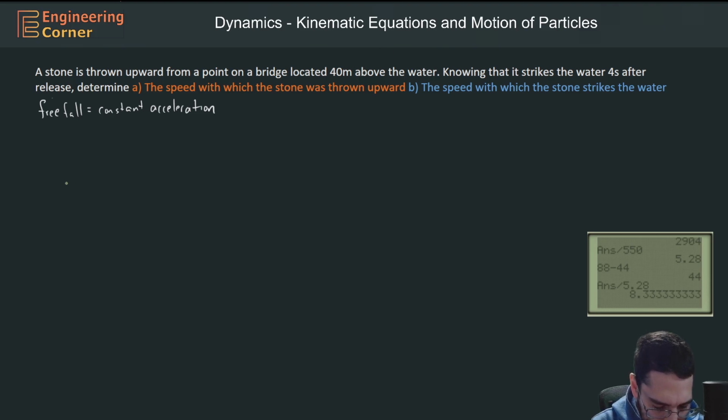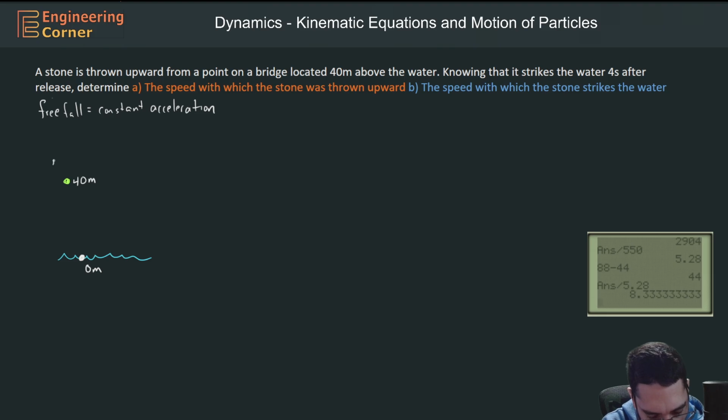Okay, so let's do it like this. Here's the bridge. We have water that's below it. This position is going to be 0 meters. Yeah, 0 meters. This position is going to be 40 meters.